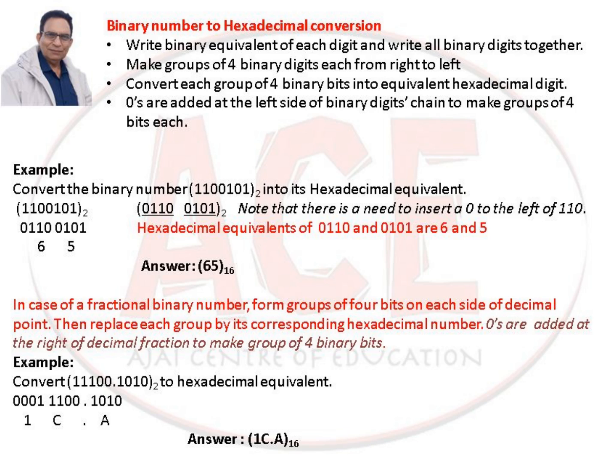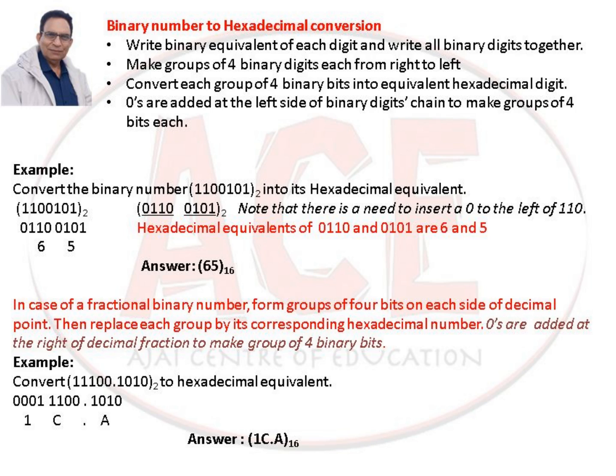Example, convert the binary number 1100101 into its hexadecimal equivalent. This binary number can be written as 01100101. Note there is a need to insert a 0 to the left of 110. After conversion, the hexadecimal equivalents of 0110 and 0101 are 6 and 5. Putting 6 and 5 together, we get 65 base 16 as the hexadecimal number.